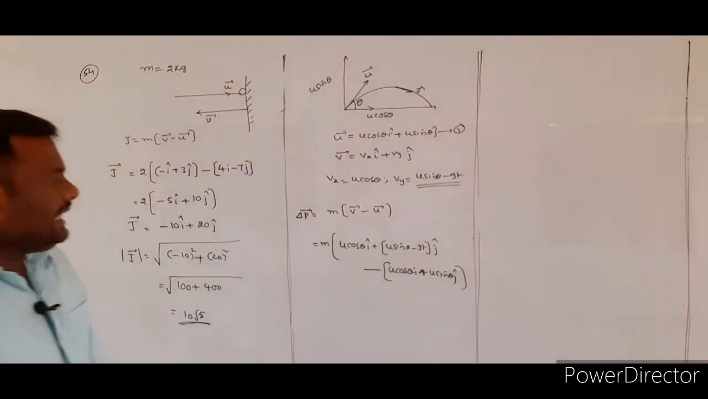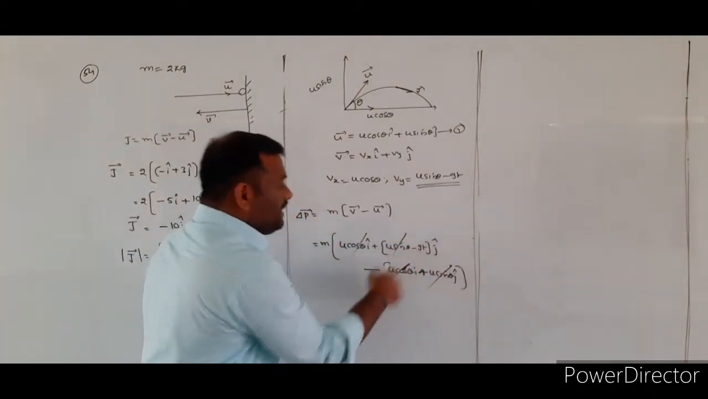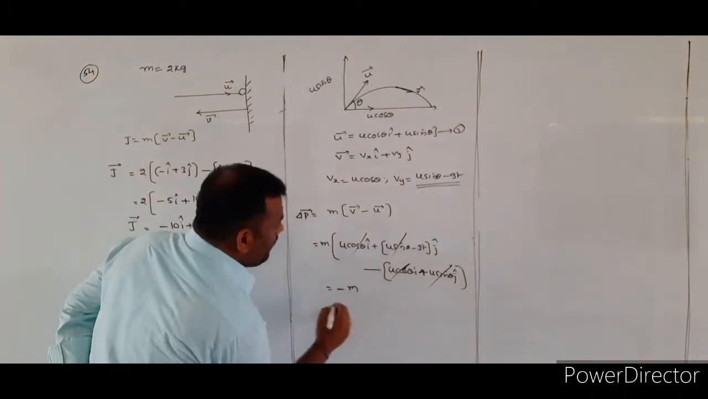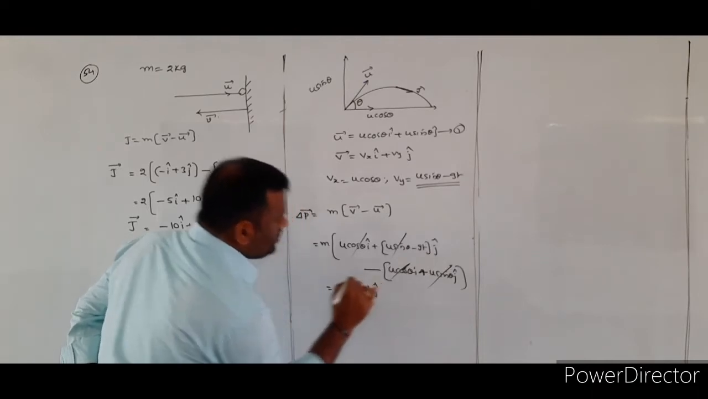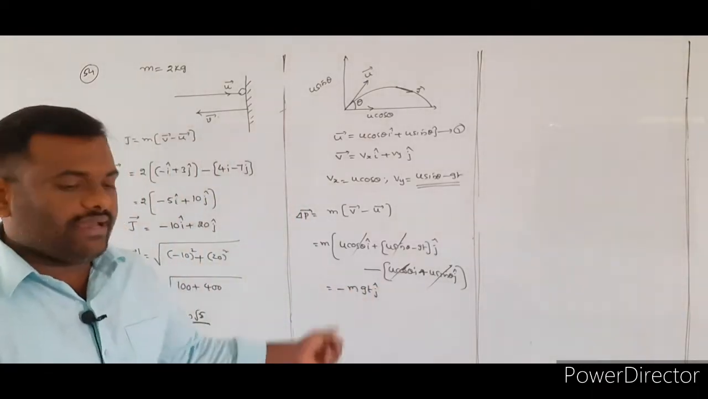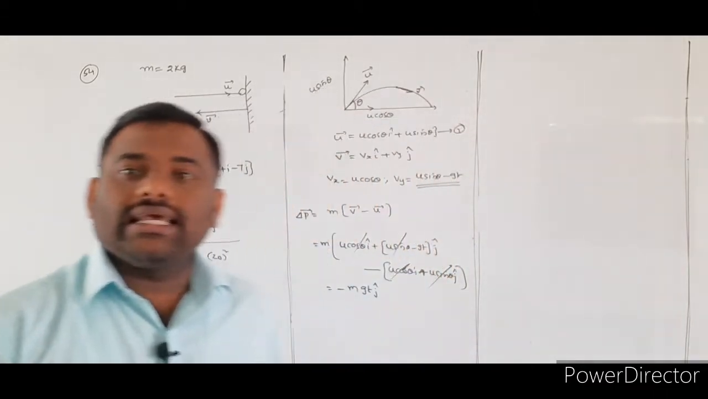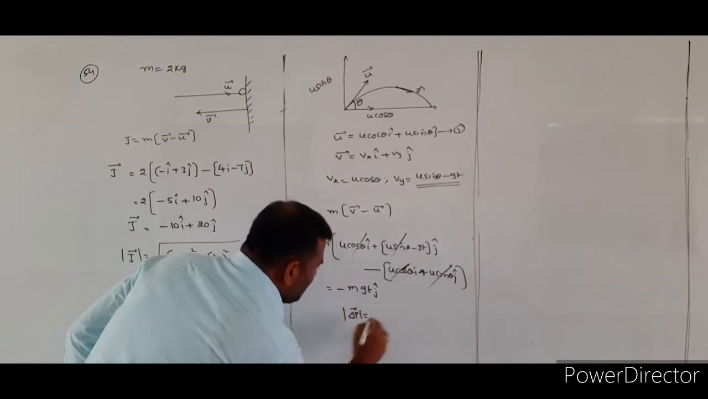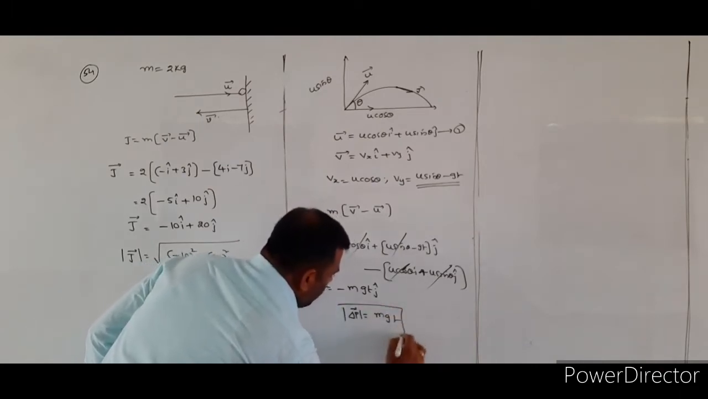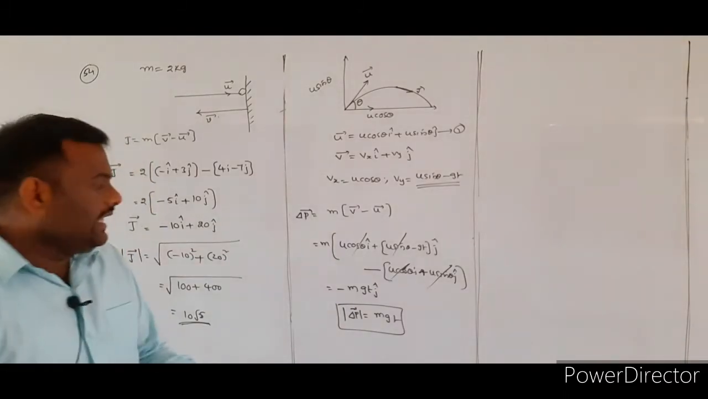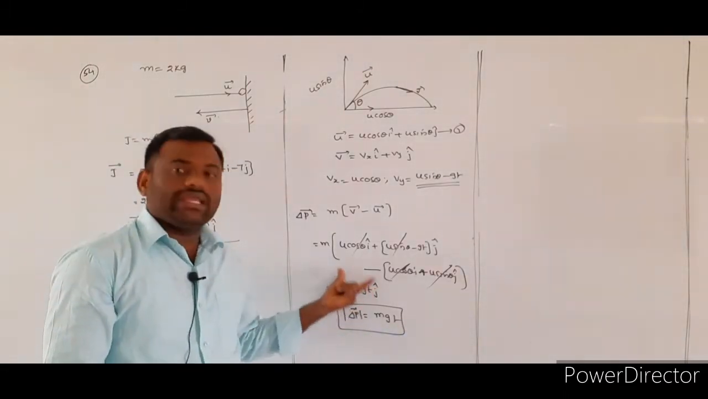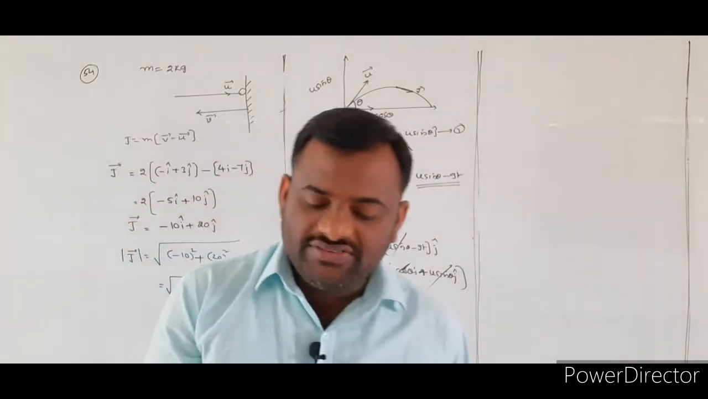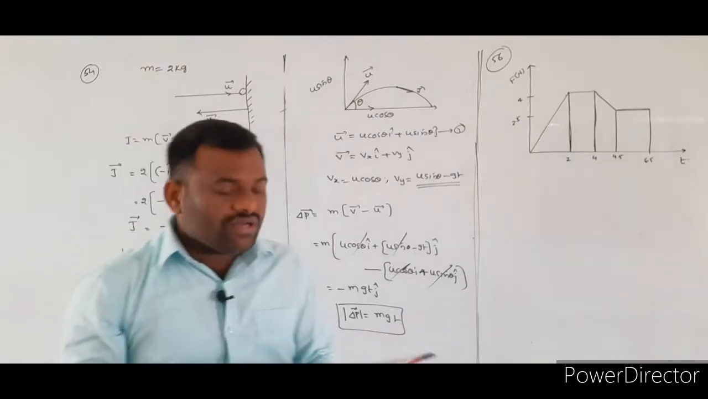If you simplify, the cos terms and the sin terms will get cancelled. So finally you will get minus m into gt into j cap. What value do they ask? They are asking the magnitude only, so modulus of delta p bar is equal to m into g into t. This is a vector representation, this is a magnitude only. That is about numerical number 55. Next, now see problem number 56.